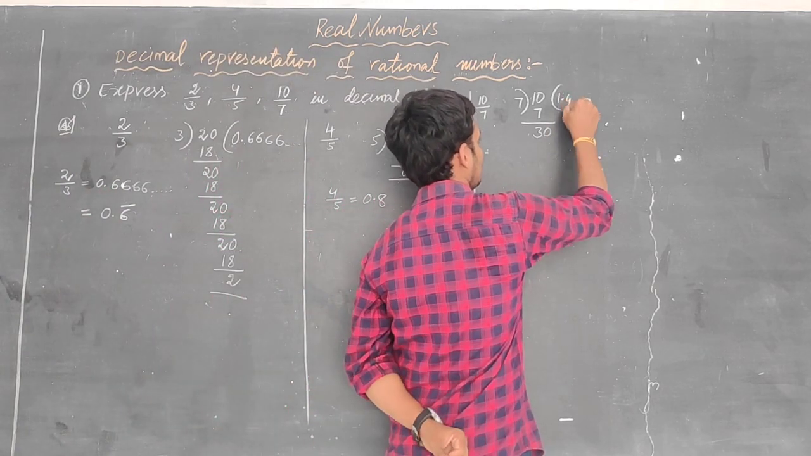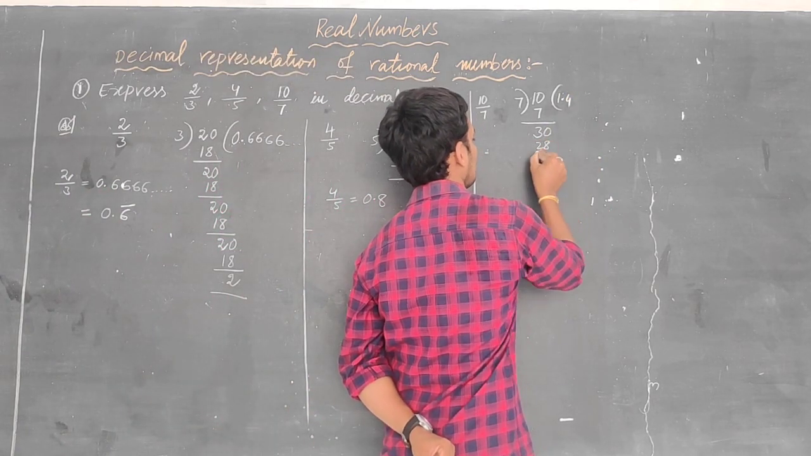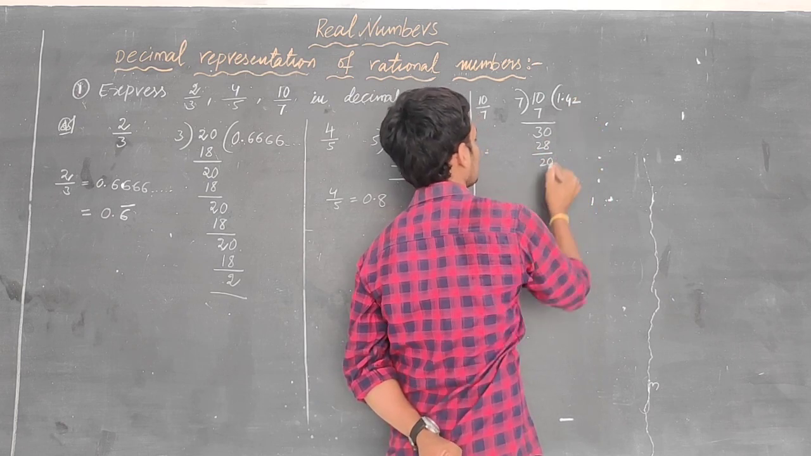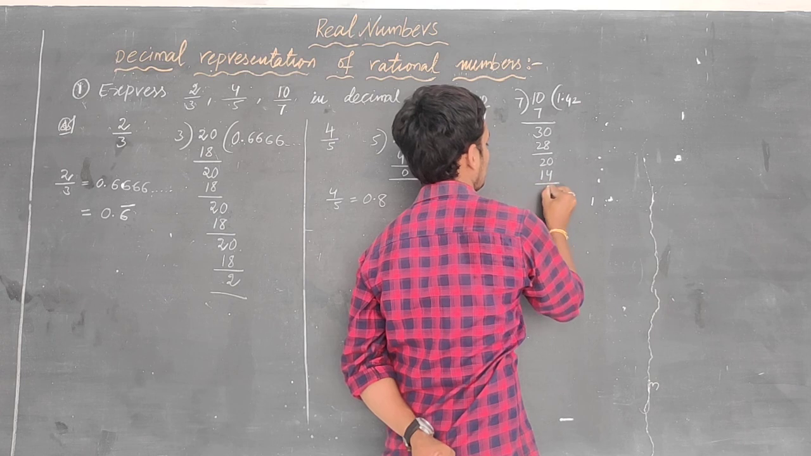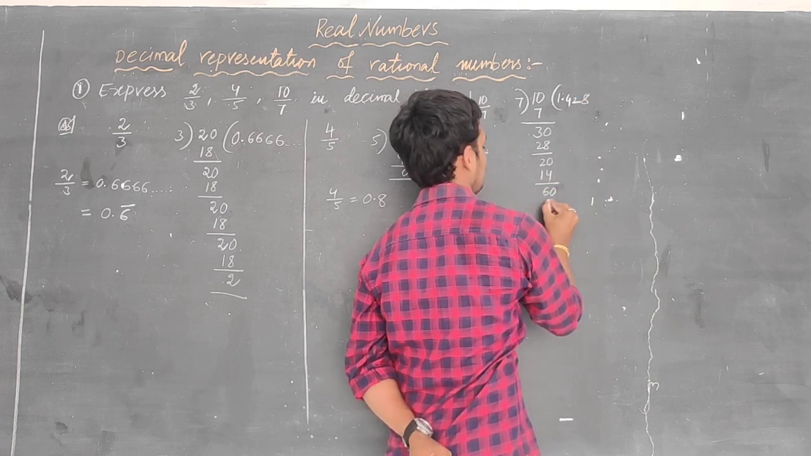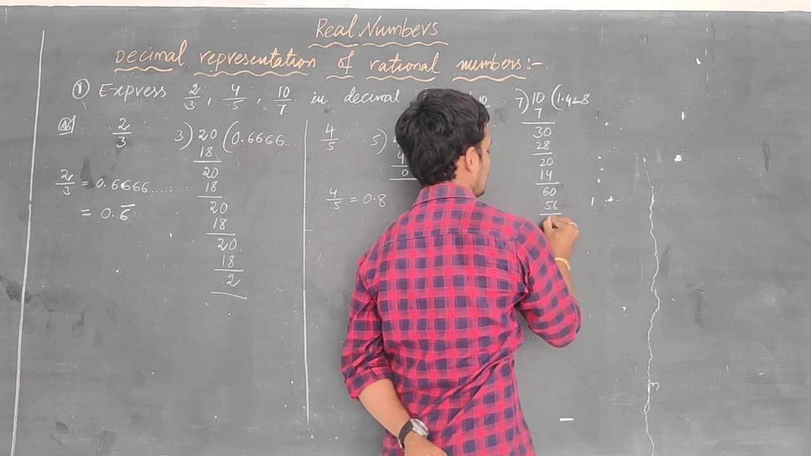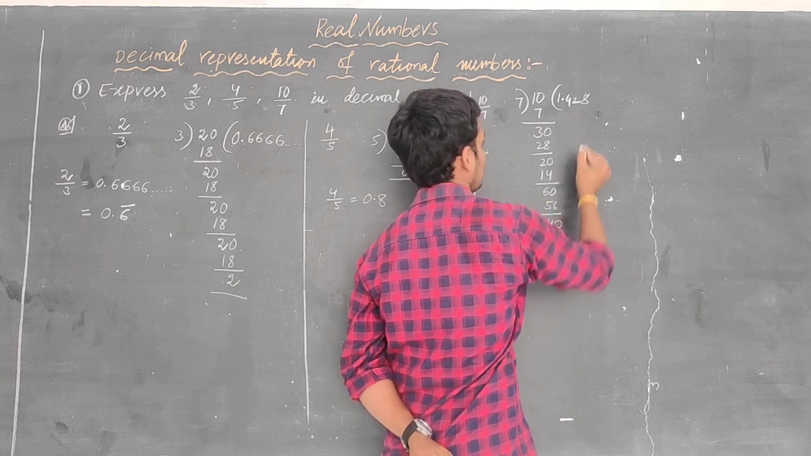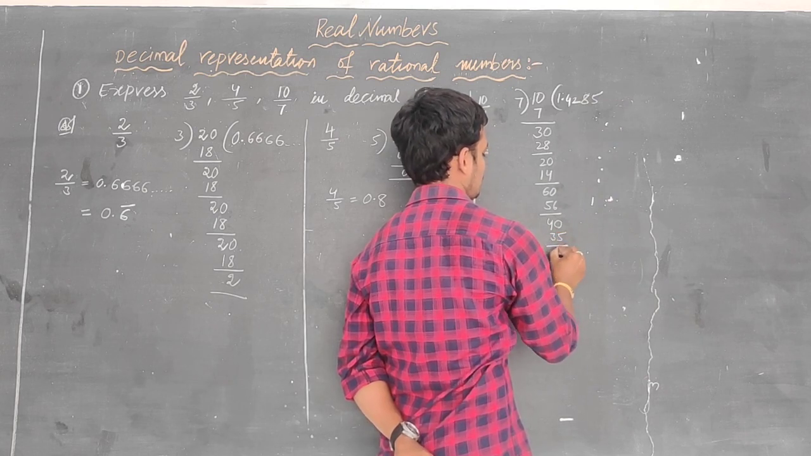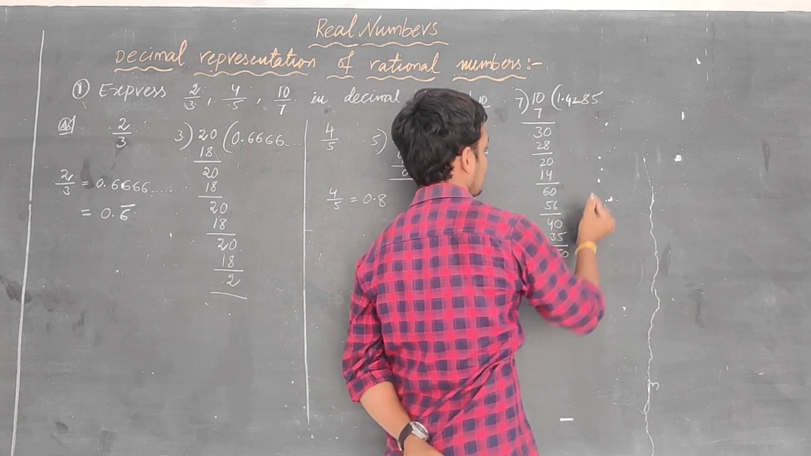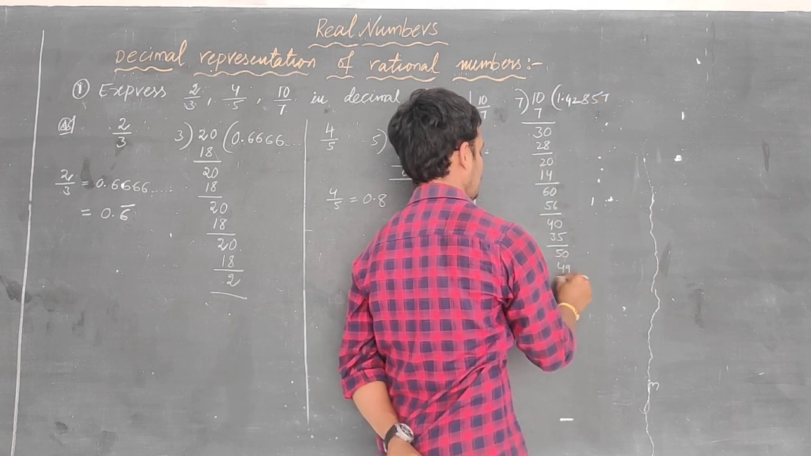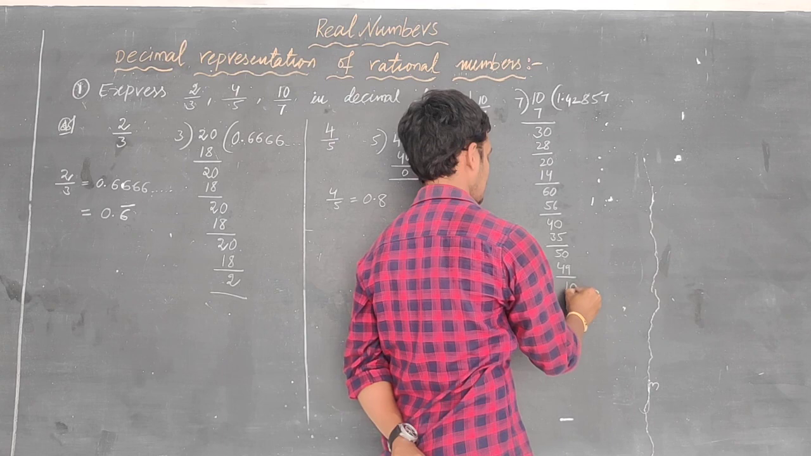4 times 7 is 28. The remainder is 2. 2 means 20. Again 2 times 7 is 14. Remainder 6. 6 means 60. So 8 times 7 is 56, and the remainder is 4. 4 means 40. 5 times 7 is 35, and the remainder is 5. 5 means 50. Again 7 times 7 is 49. 49 means remainder 1. 1 means 10.